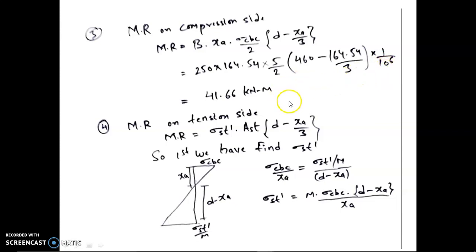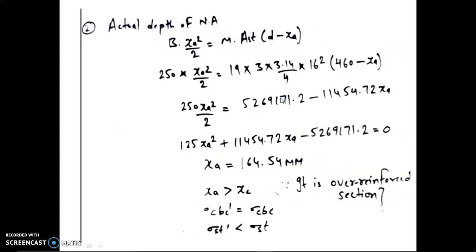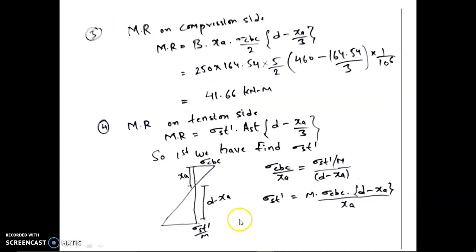Now we have to find it for tension side. But in tension side what happened? We have here sigma st dash less than sigma st and here we find sigma st dash. But in our question we have given sigma st. So how do we find sigma st dash? For that we use the similar triangle formula. We get the equation from this diagram.